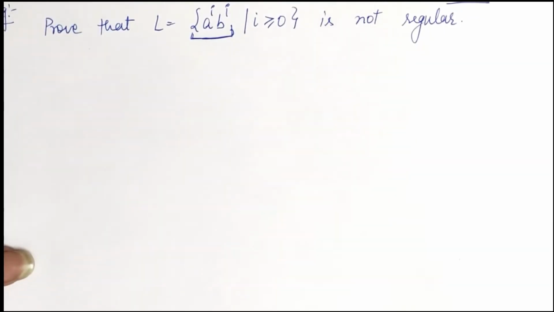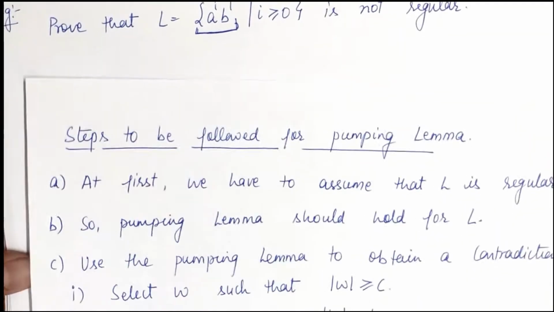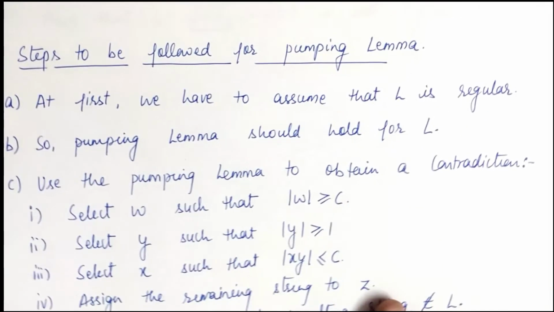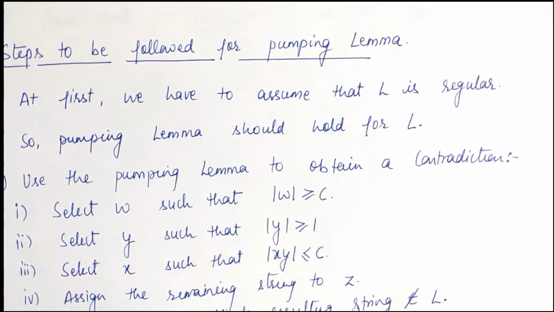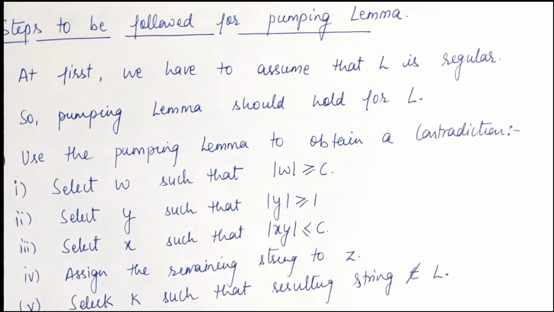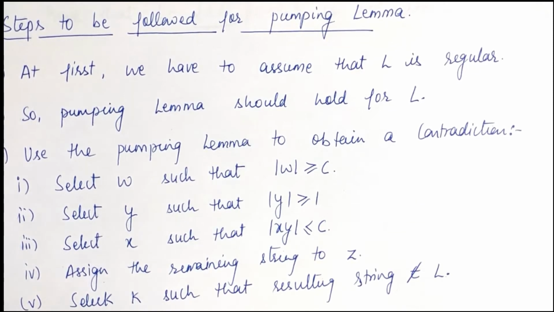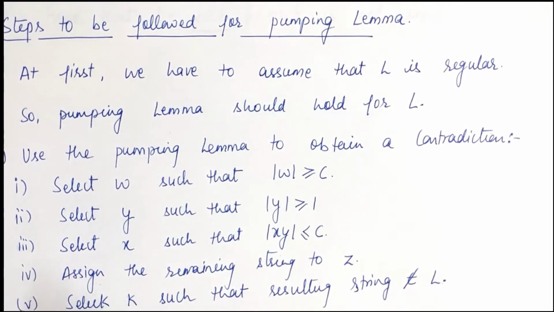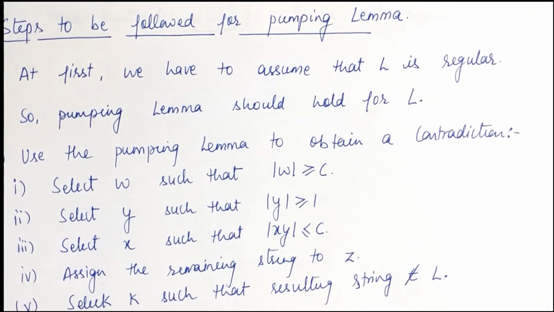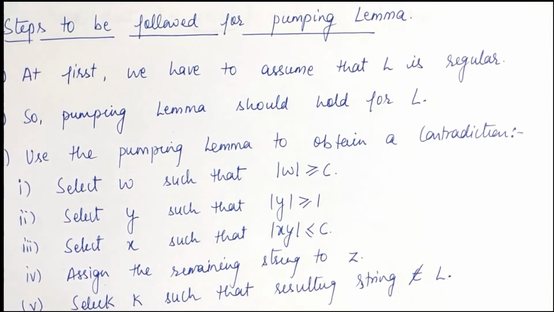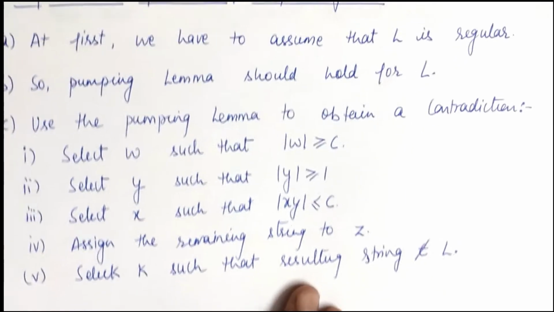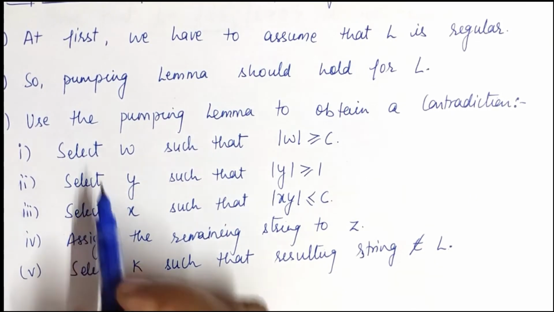There are some steps to be followed while doing this question. The first step is that we assume that this language L is regular. If this language is regular, then the pumping lemma should hold for L, which means we have a pumping length, or a constant C, for this language L. Now the third part is that we use this pumping lemma to obtain a contradiction. The first step is that we have to select W.